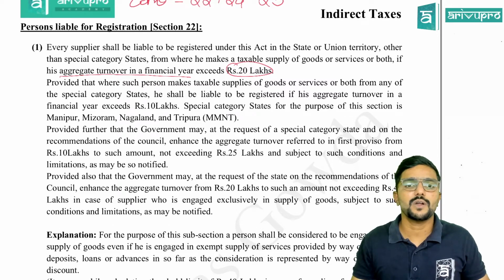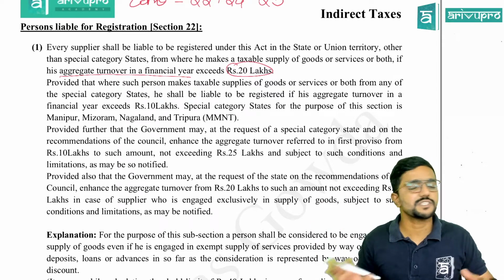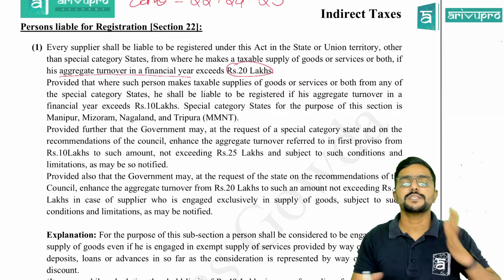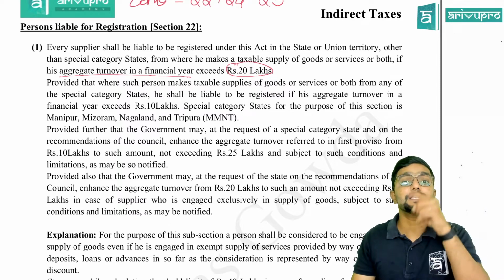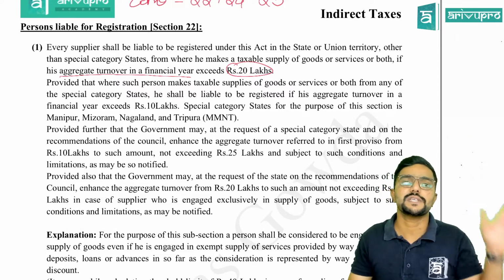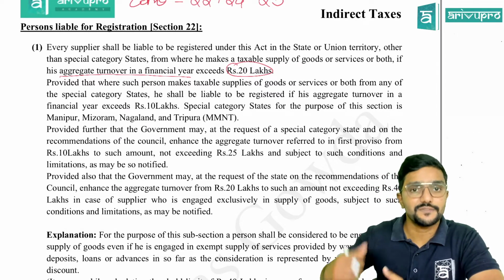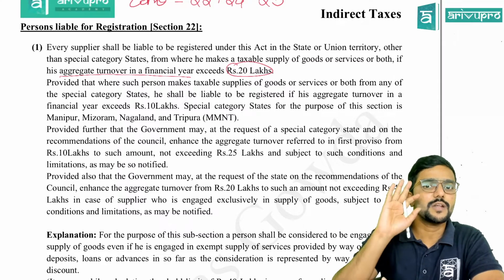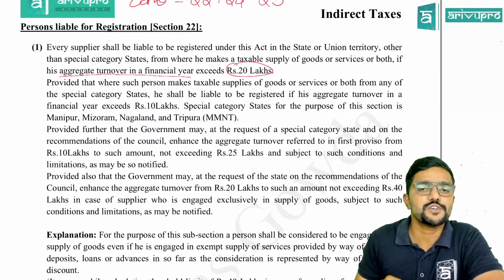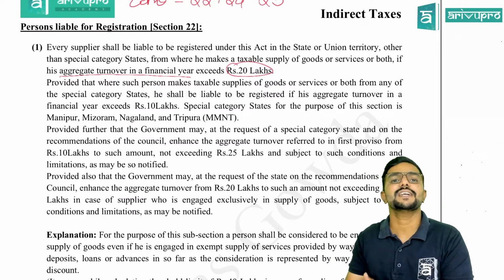Clear? So nothing called, okay, sir, this year my turnover has crossed the limit, so from 1st April I will take the registration. No, it's not like that. And this 20 lakh limit is applicable other than special category states. So this 20 lakh limit is for normal states. Then there are 4 special category states. For the purpose of registration, there are only 4 special category states, guys. Which are those? And what is the threshold limit applicable for them? 10 lakh. So half of 20 lakh is 10 lakh.